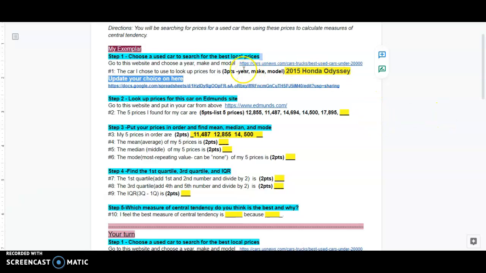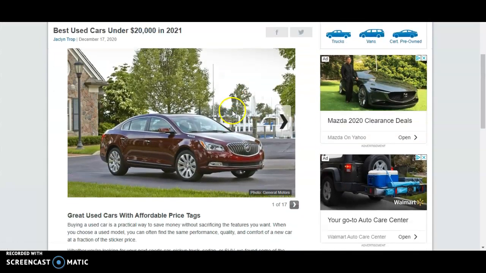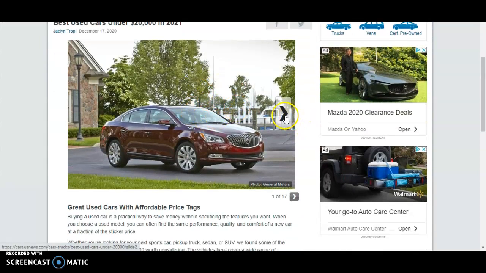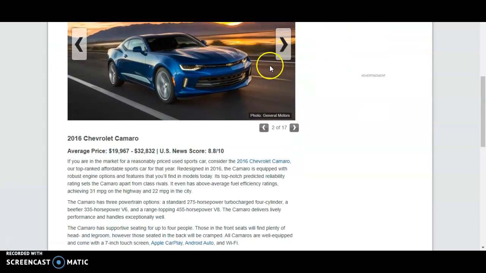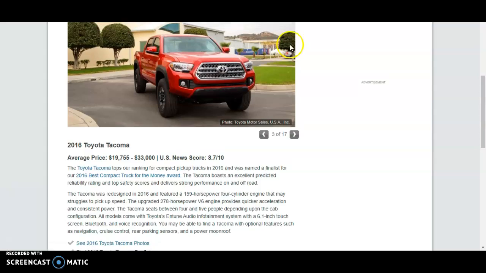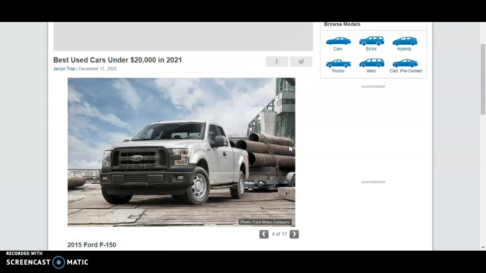Guys, so I'm going to go through how I filled in my exemplar. So the first thing I did is I followed this link and I went over to the best used cars. And I took this and I hit my right arrow and I kind of looked down and went through what cars I liked and which one I want to search for.